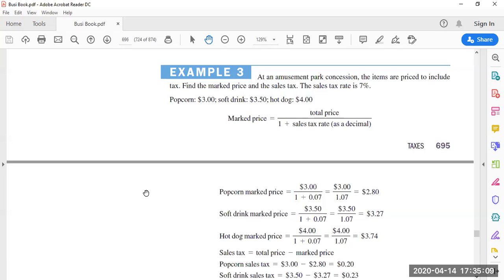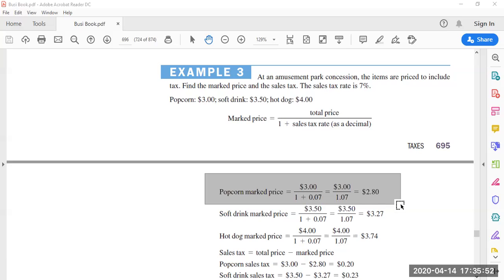Use the formula. Take the total price that you paid, divide that by 1 plus, in this case, 7%. So 7% as a decimal is 0.07. 1 plus 0.07 becomes 1.07. So for our example with popcorn, we can see that the $3 for popcorn divided by the 1.07 gives us a marked price of $2.80. So we know the $3 that we pay for popcorn includes a $2.80 marked price. The difference then would be sales tax.